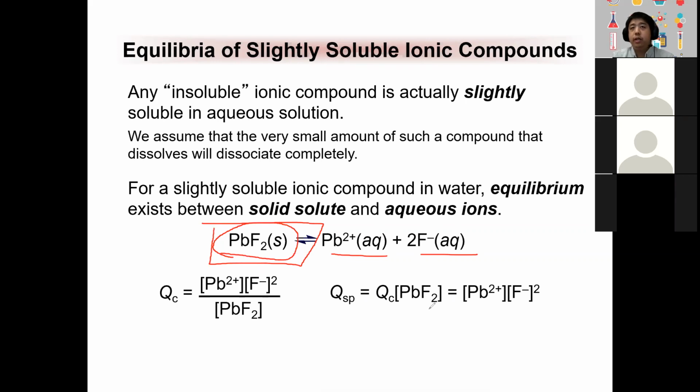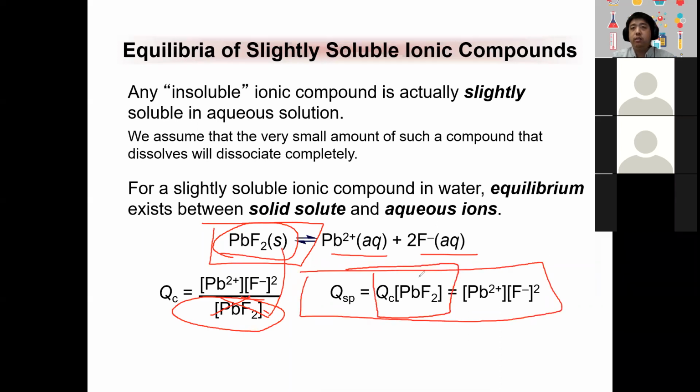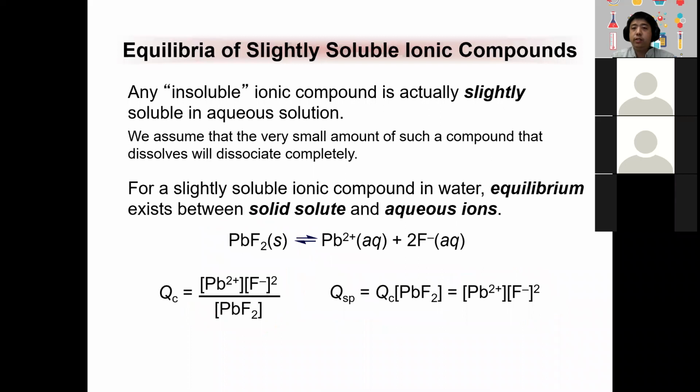When I write this in my equilibrium expression, there's no point in writing this because this is a solid. So I'm just going to go ahead and remove that completely. My new value here can be written like this, okay? So my QSP is simply the lead times the fluorine, and then the fluorine has a 2 here because we have 2 fluorines here. Any questions?